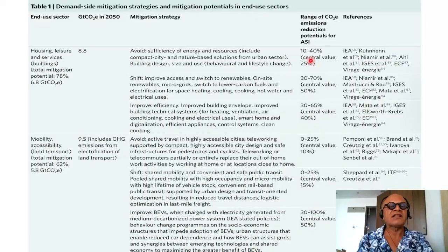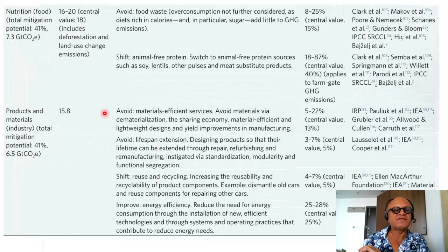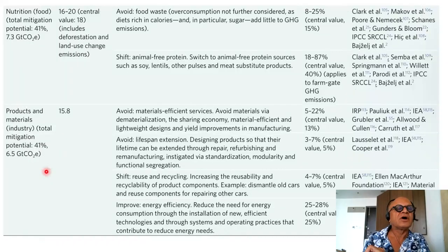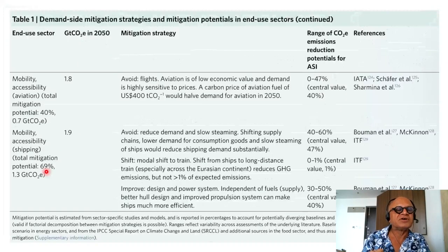So what exactly are they? So here is the demand side mitigation strategy and mitigation potential table in the end use sectors. I won't go into all of these specific items, but we will go through one of them to get a sense. So here are the end-use sectors: housing, leisure, and services, which include buildings, and mobility and accessibility, nutrition, which is food, and products and materials.